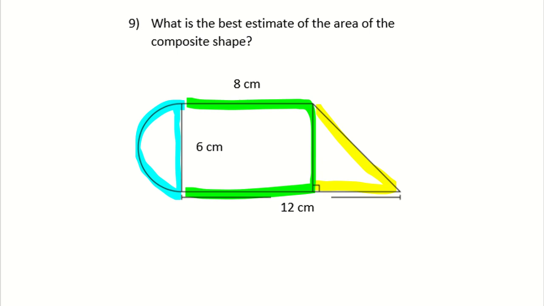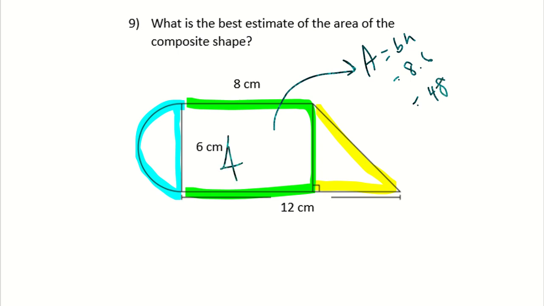Let's do the easiest one first, guys, and knock it out. Rectangle's easiest. Base times height, which is 8 times 6, which is 48. All right, the rectangle has an area of 48 centimeters squared.